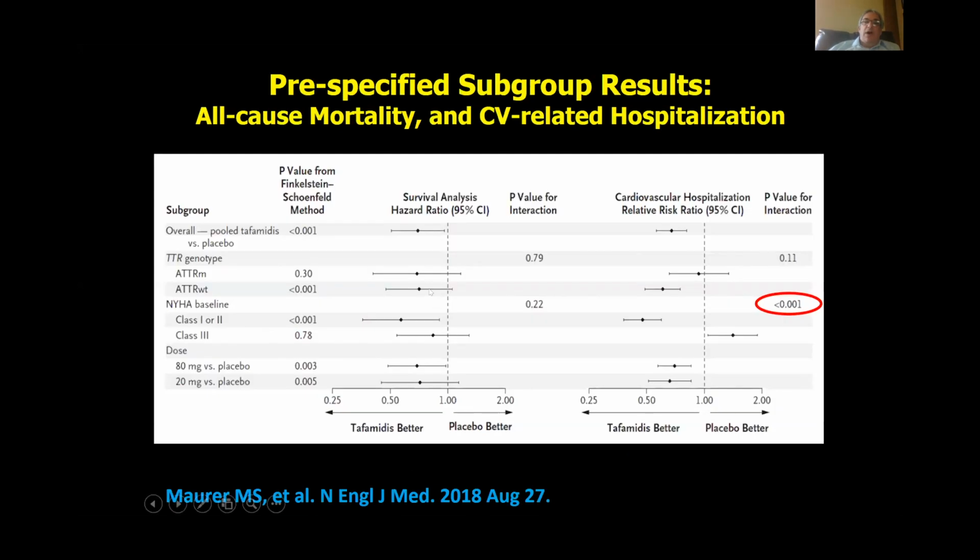And while tafamidis across 11 pre-specified subgroups, by the forest plots here, was more effective, if you will, than placebo, there was one subgroup, those individuals with New York Heart Association class 3, who basically had a slight survival benefit, a small subgroup, so the confidence interval crosses 1, but had an increased risk of hospitalization. And so I think we have to be careful and cautious about the application of therapies to individuals who haven't been shown in the randomized trials to benefit.